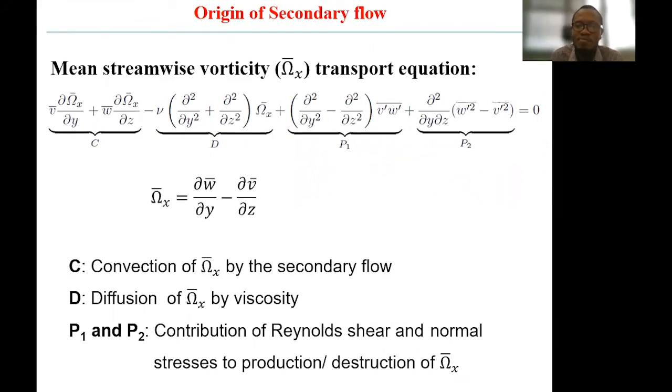So having confirmed the switching of the flow between two states, now we are interested in finding out the origin of the secondary motion. To do this, we can take a look at the equation of the mean streamwise velocity. And this equation has different terms. So the C term represents the convection of streamwise velocity by the secondary flow itself. The D term is the diffusion of streamwise velocity by viscosity, while P1 and P2 represent the contribution of the Reynolds shear stress and the Reynolds normal stress to the production of velocity or to the dissipation of velocity. So the Reynolds stress terms can either be a production term or a dissipation term.